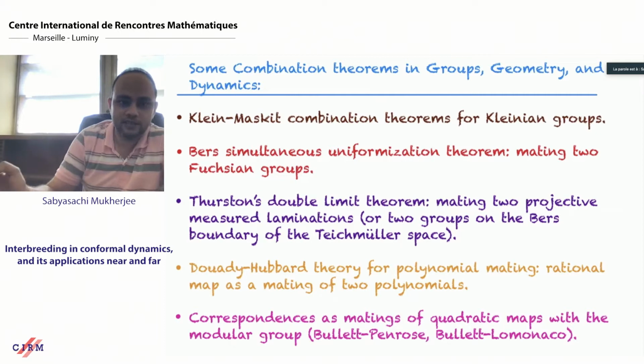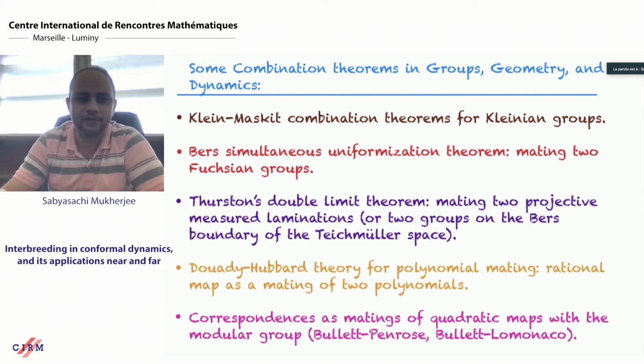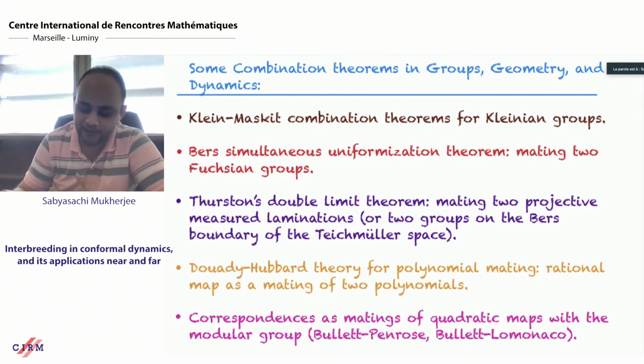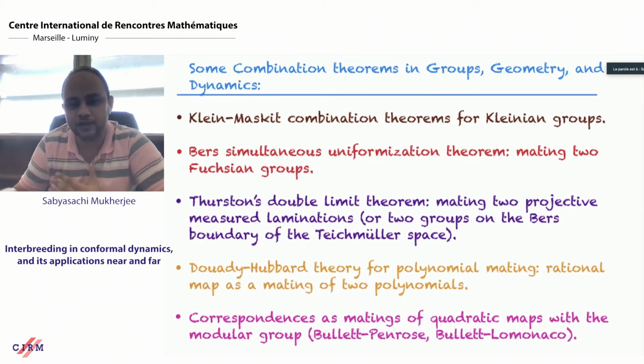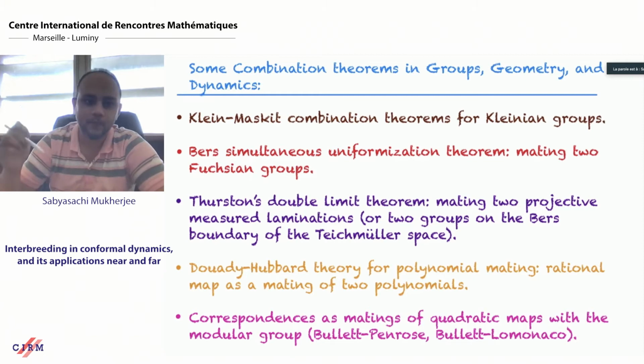There is also Thurston's double limit theorem, which I'm not going to state, but I have written it in a language that's convenient for me. You take two projective measured laminations on the Bers boundary of a Teichmüller space, or you can think of them as two groups, and you want to combine them together to get some kind of a Kleinian group.